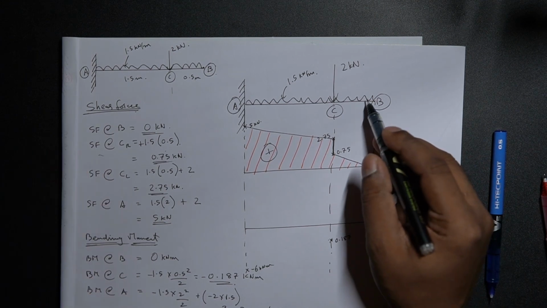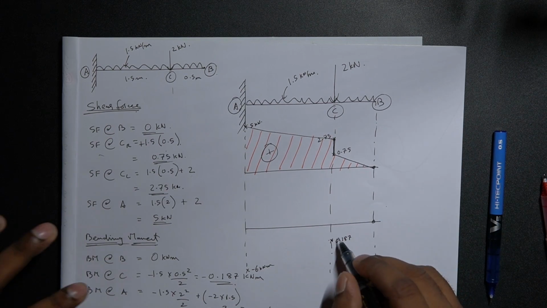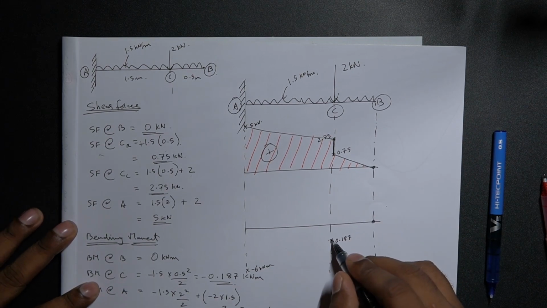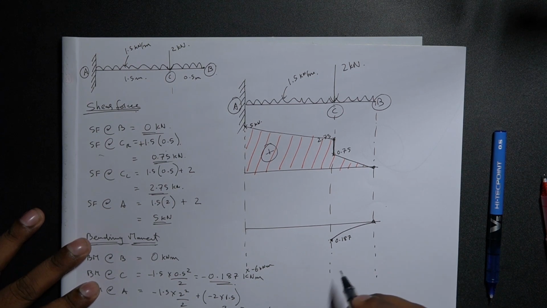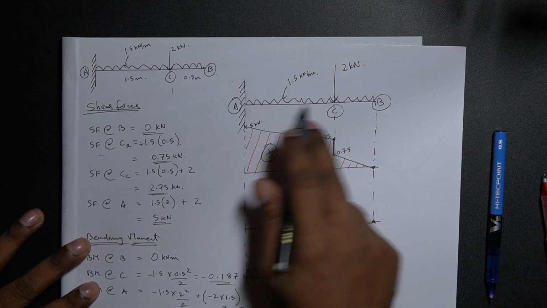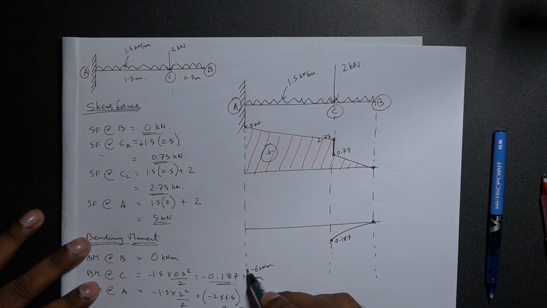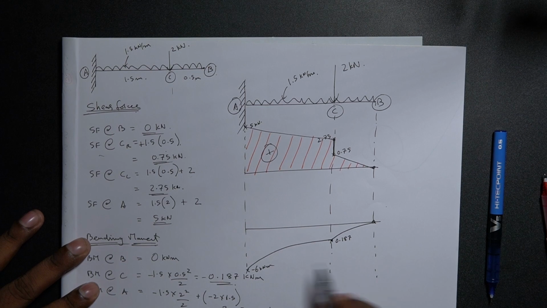So there is a UDL. The bending moment for a UDL beam is parabolic. So just put a parabolic figure over here, and there is a UDL between A and C, which is also parabolic.